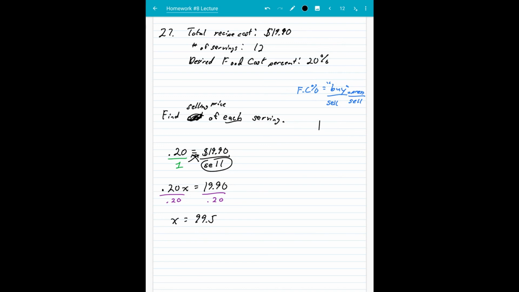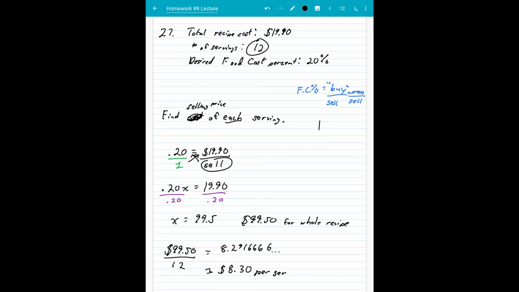Now, that's how much we should sell the entire recipe for. If you wanted to sell the whole batch of it, it would be sold for $99.50. So $99.50 for the whole recipe. That's how much we want to sell the entire batch for. But we have 12 servings, so we're going to take $99.50 divided by 12, and that gives us 8.29166666 repeats, which we would round up to the next one. It would be $8.30 per serving. So if you want to calculate how much you would sell it for each individual serving, each plate, you want to keep it at $8.30 per serving if your food cost is 20%.